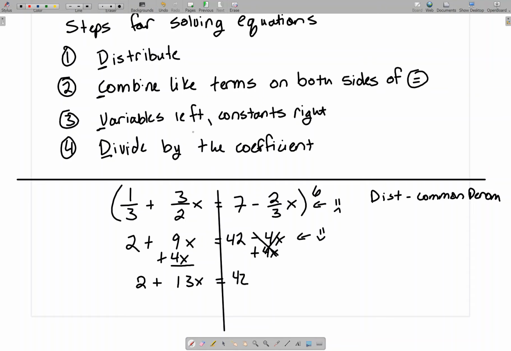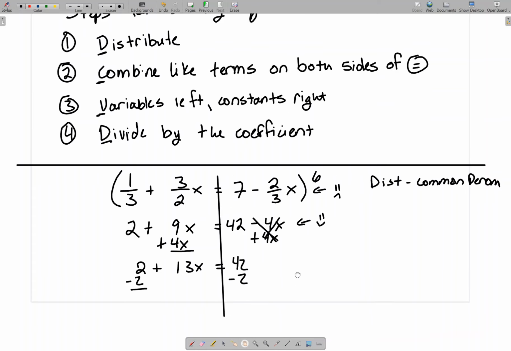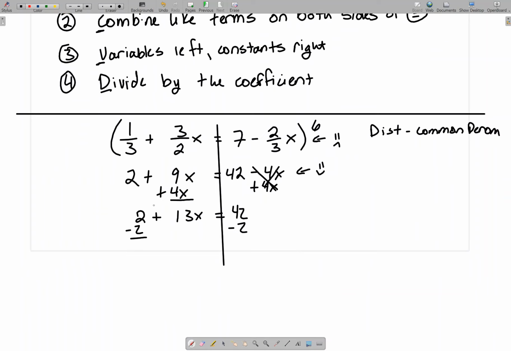So variables left. Now I need to move all the constants right. So I'm going to minus 2 from both sides. I'm going to end up with a decimal as an answer here. Don't freak out. Decimals or fractions are your friends. So 2 minus 2 cancels, and we've got 13x is equal to 40.